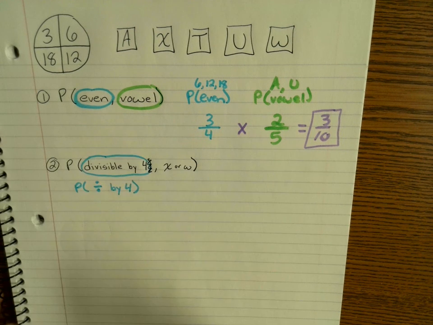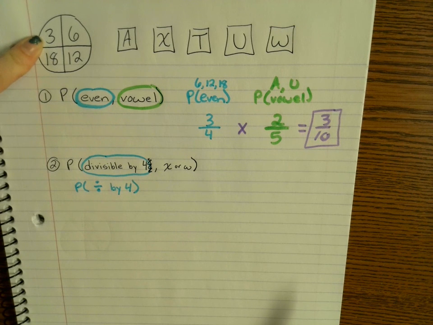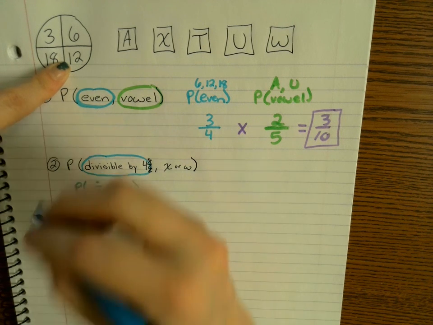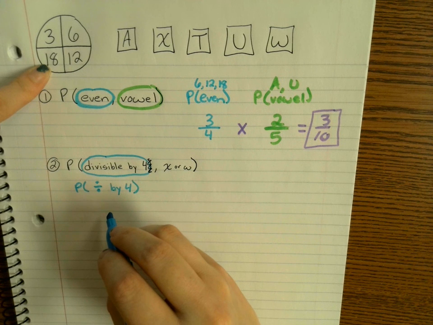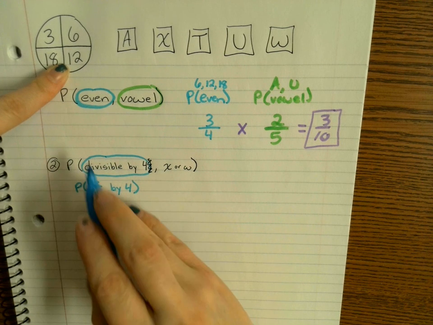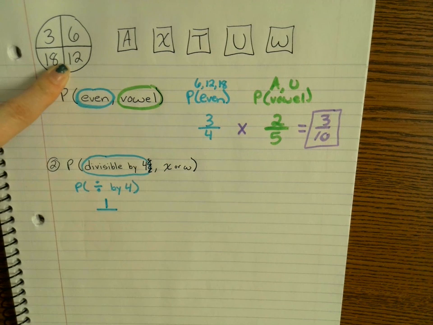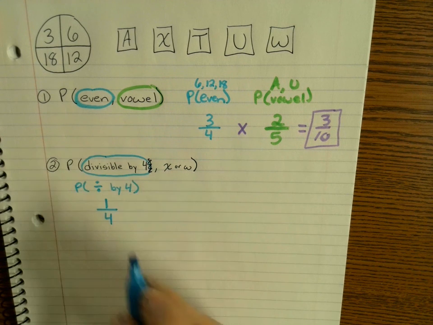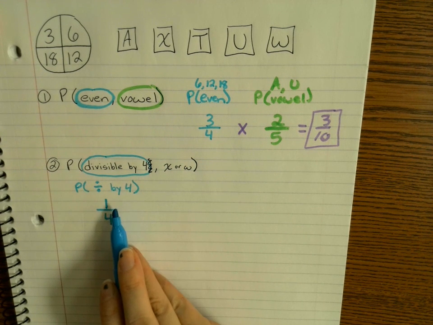Well, let's take a look at them. Can I divide 3 by 4? No. Can I divide 6 by 4? No. Can I divide 12 by 4? Yes. Okay, so 12 works. All right, can I divide 18 by 4? No. So the only one that works is the 12. That's one number out of how many? 4. So the probability that I'm going to choose a number that's divisible by 4 is 1 over 4.